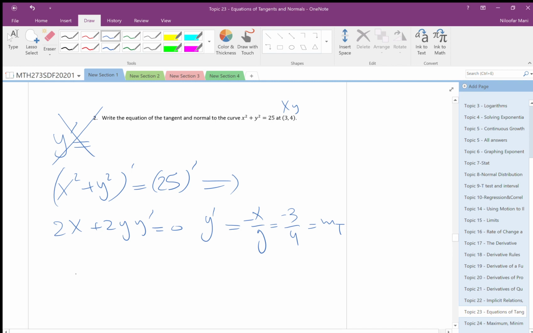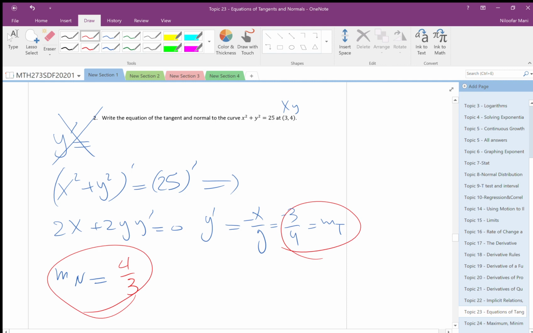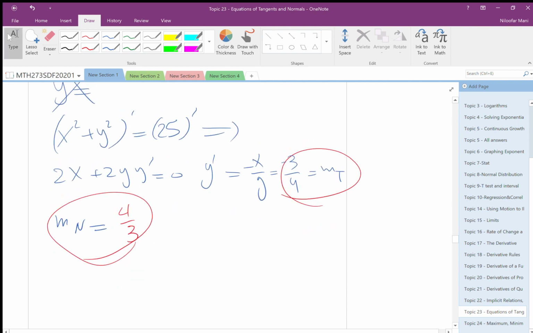For the slope of the normal line, look at the slope of the tangent line and take the negative reciprocal. So you make it negative and reciprocal. Negative goes to positive and it's 4 over 3. Okay, 4 over 3. Perfect. I have the slope of this, the slope of this, and I have the point. I can write the equation.